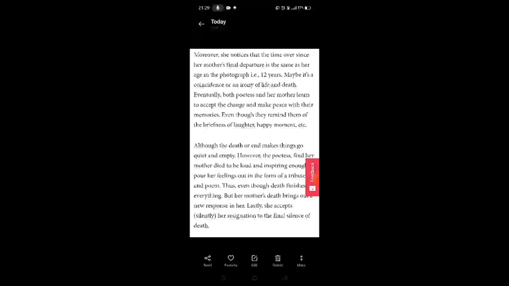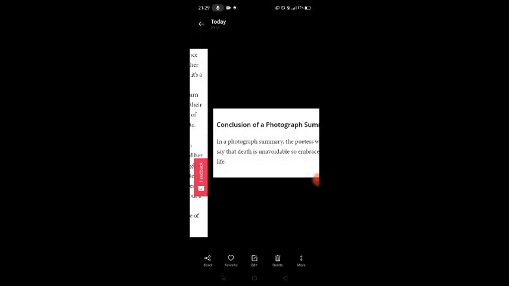However, the poetess finds her mother's death to be loud and inspiring enough to pour her feelings out in the form of a tribute in the poem. Thus, even though death finishes everything, her mother's death brings out a new response in her. Lastly, she accepts silently her resignation to the final silence of death.